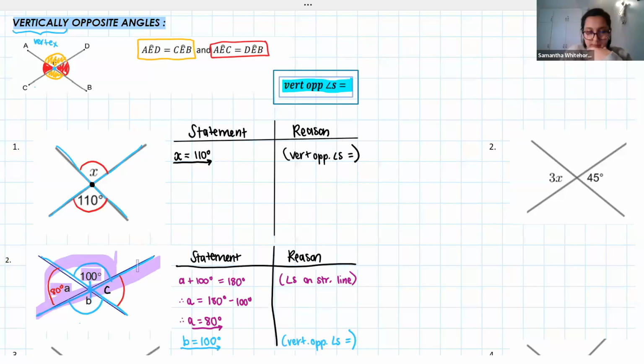Thank you, ma'am. Pleasure. Right, so guys, really importantly, it's only if you have a straight line that you can use angles on a straight line.